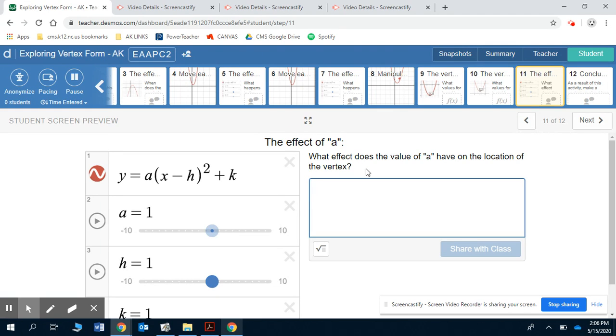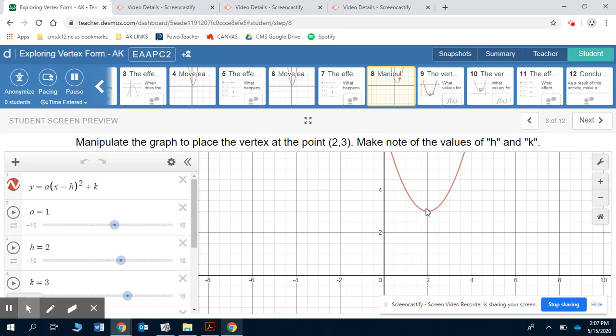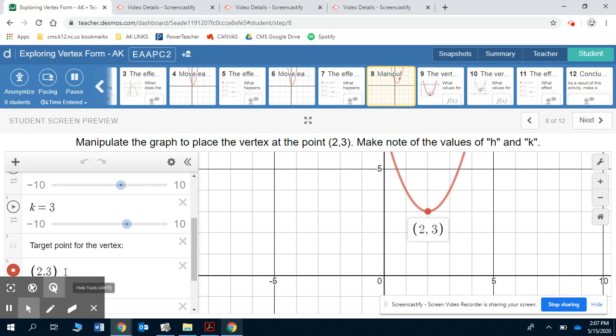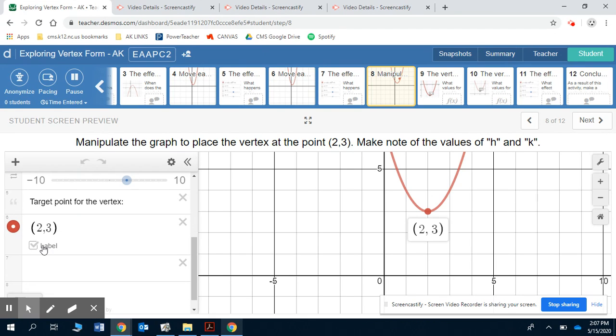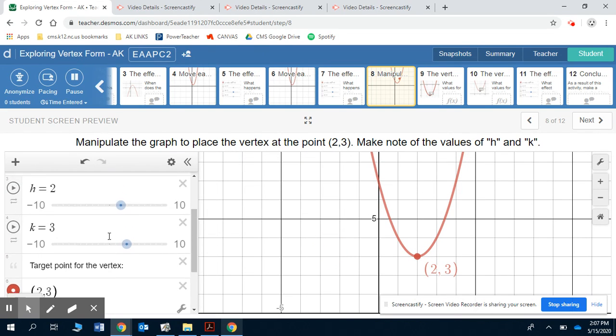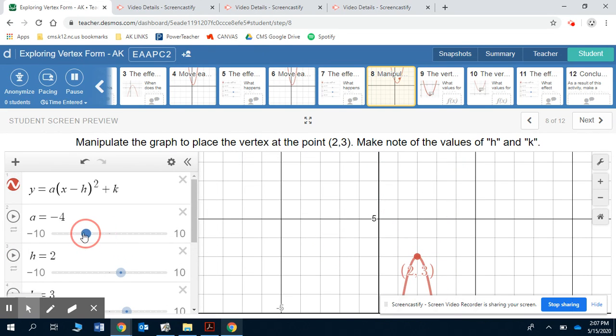The last thing I want to point out here is this question. What effect does the value of a have on the location of the vertex? The answer here, if you're not sure, is you can go back to whichever of these slides you want to manipulate things. So here's my vertex. It's at 2, 3, right? And I'm going to make sure it stays labeled. If we zoom out here, and then I move the a value, I can make the a value whatever I want, and the vertex doesn't budge, right?